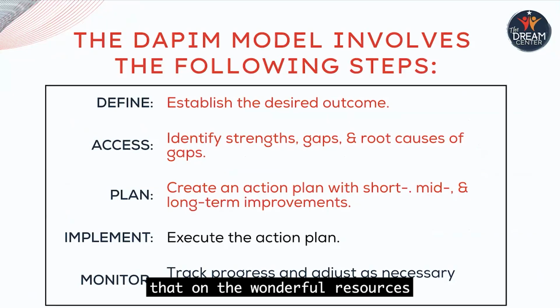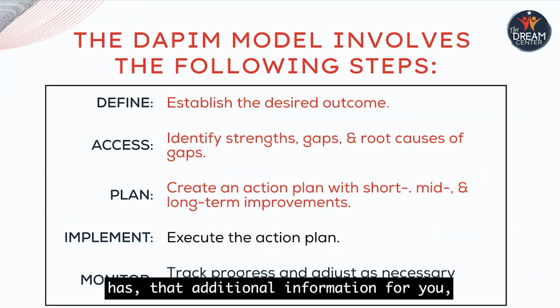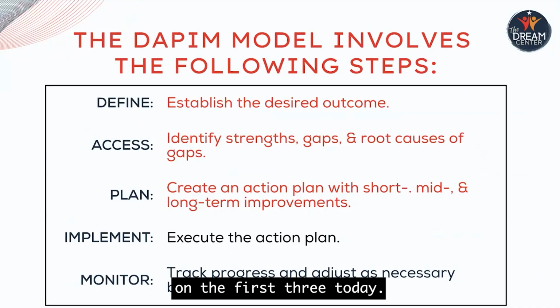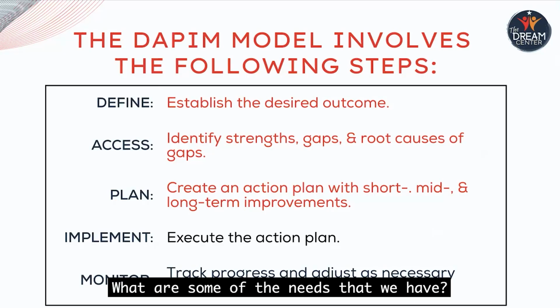As we take a look at a little bit more specifics about the DAPA model, I know that on the wonderful resources that the Dream team has there is additional information for you, but we're going to be really focused on the first 3 today. We're going to be moving into action, as stated up front. We're going to talk about the desired outcome. We're going to take a look at what are some of the strengths, what do we have? What are some of the gaps? What are some of the needs that we have?